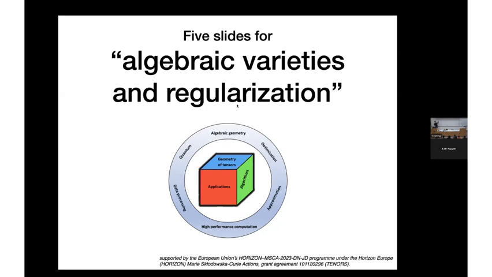A is for log barrier regularization, and this will lead me to speak about reciprocal linear spaces. And B is entropy, so entropic regularization. And that will give rise to toric varieties.